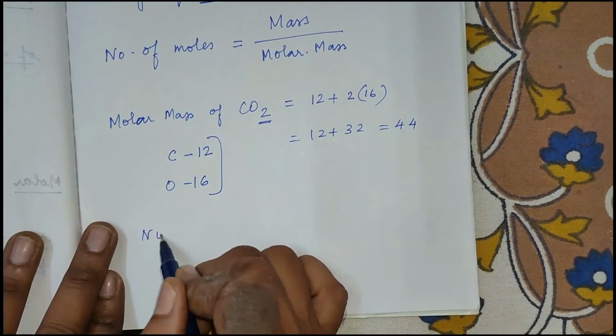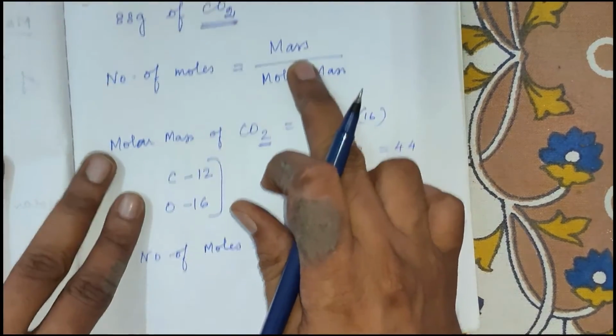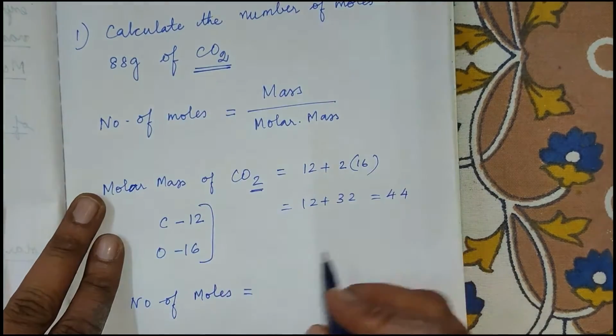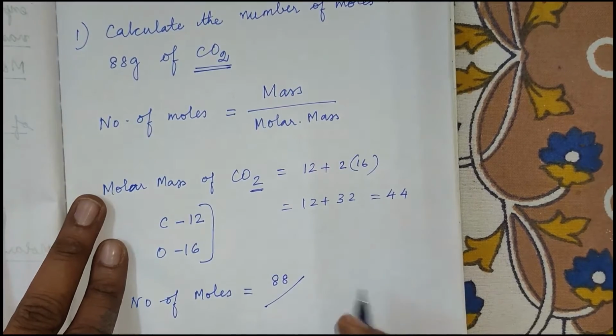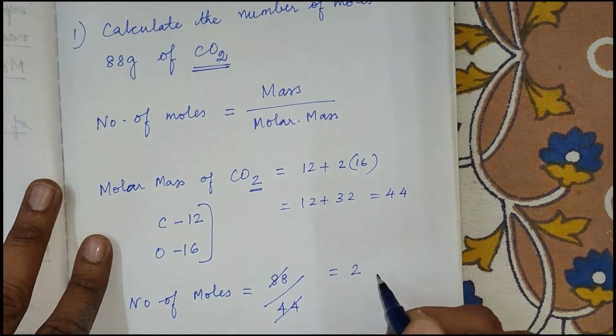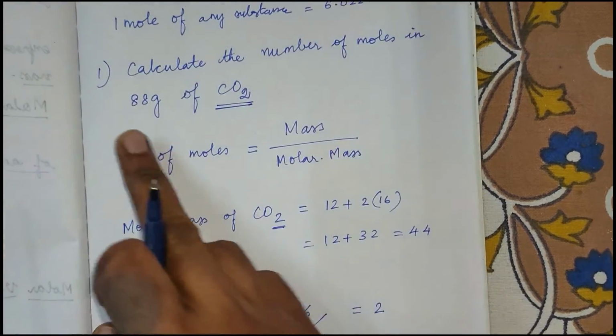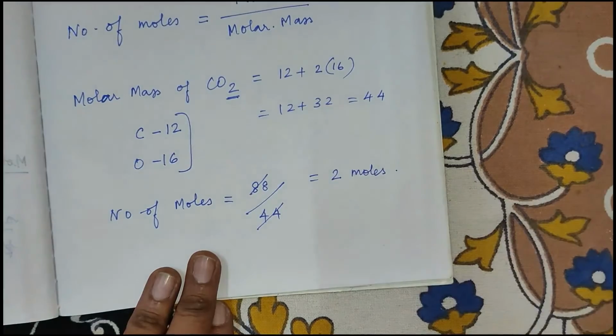So number of moles is equal to mass. What is the given mass here? It is given as 88. So 88 divided by molar mass. We found out the molar mass is 44. So number of moles is equal to 2. So 88 grams of carbon dioxide contains 2 moles.